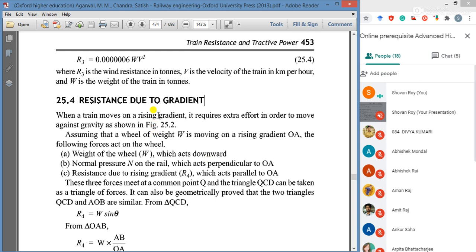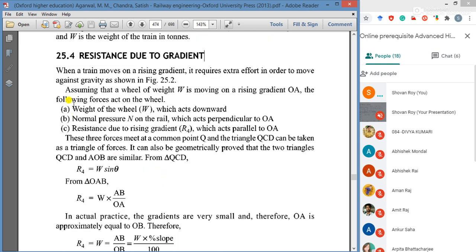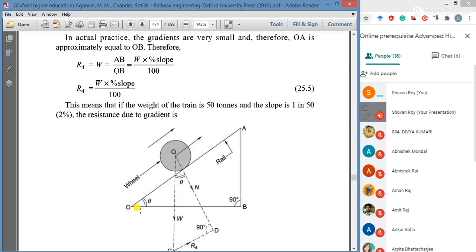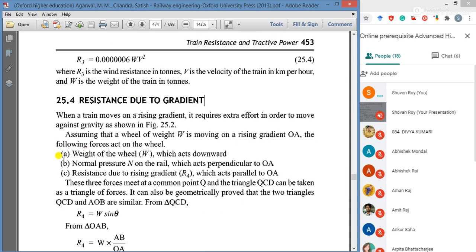Now resistance due to gradient. When a train moves on a rising gradient, it requires extra effort in order to move against gravity, as shown in the figure. Assuming that a wheel of weight W is moving on a rising gradient OA, the following forces act on the wheel. This is the gradient that has been drawn, and this is the OA line. Through the OA line the wheel is moving and rising.